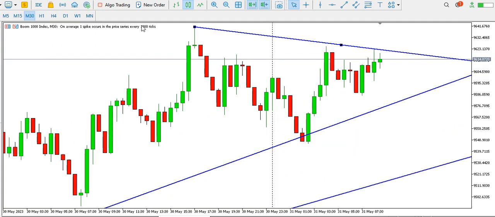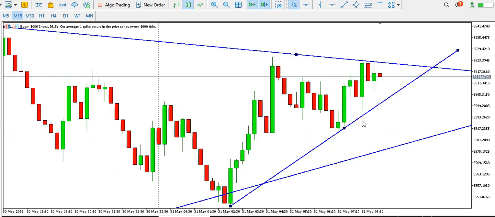On the 30 minutes time frame, what do we have? We have a price forming higher highs, higher lows, and just like what we have in the 1 hour time frame, we also have on the 30 minutes time frame, price is attempting to break upwards. So you might consider buying boom 1000 index. Okay, let's look at the 15 minutes time frame.